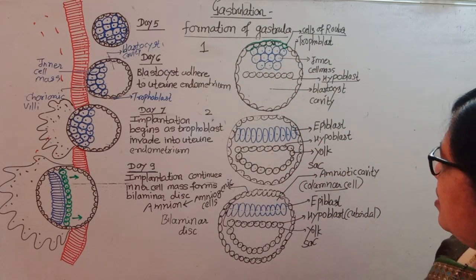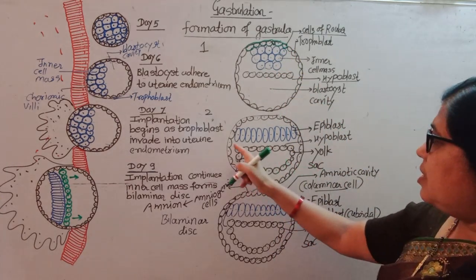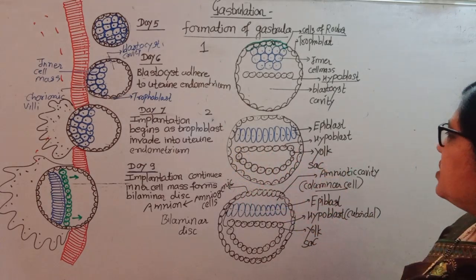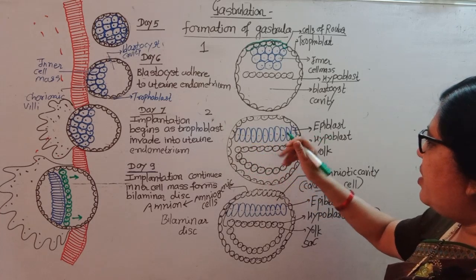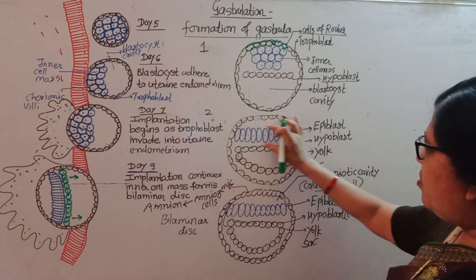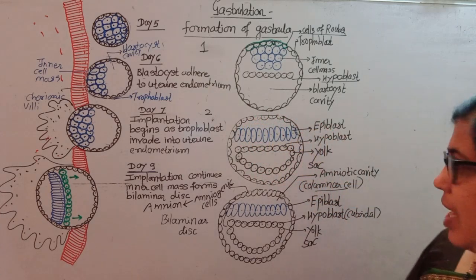Then these remaining hypoblast cells divide and redivide to form a sac-like structure inside the trophoblast, and this is called yolk sac. Then the remaining epiblast cells become columnar and form a disc-like structure, and the layer of these columnar cells is called epiblast.